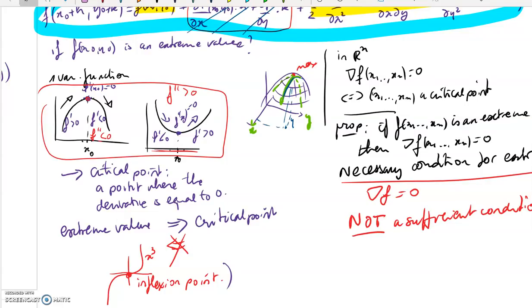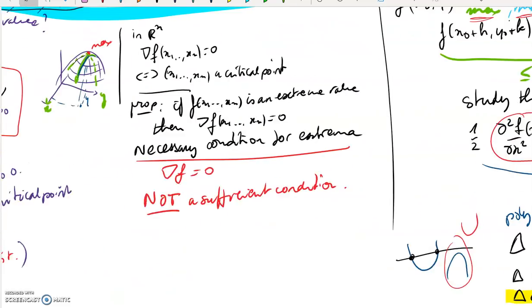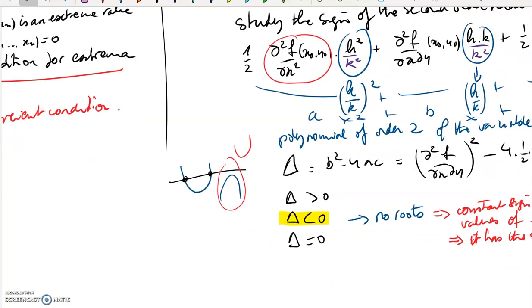And when f second is equal to 0, we can't conclude. Maybe we are in a case where we have x to the 3 like this, where f second is equal to 0, or maybe we have x to the 4. In that case, we would have a minimum, right?